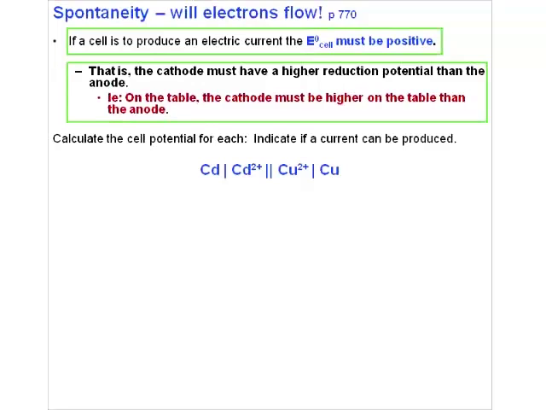The way we have it written is it's saying that this guy is going to be the anode, and this guy should be the cathode. So we're saying, are electrons going to flow in that direction? And what we're going to do is simply say, what's the position of cadmium relative to copper? If the anode is lower and the cathode is higher, so if cadmium is lower than copper, we're in business.